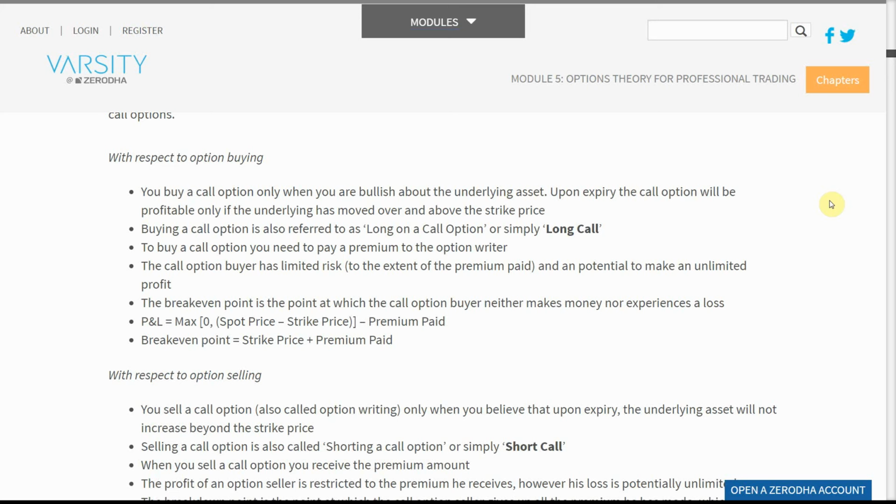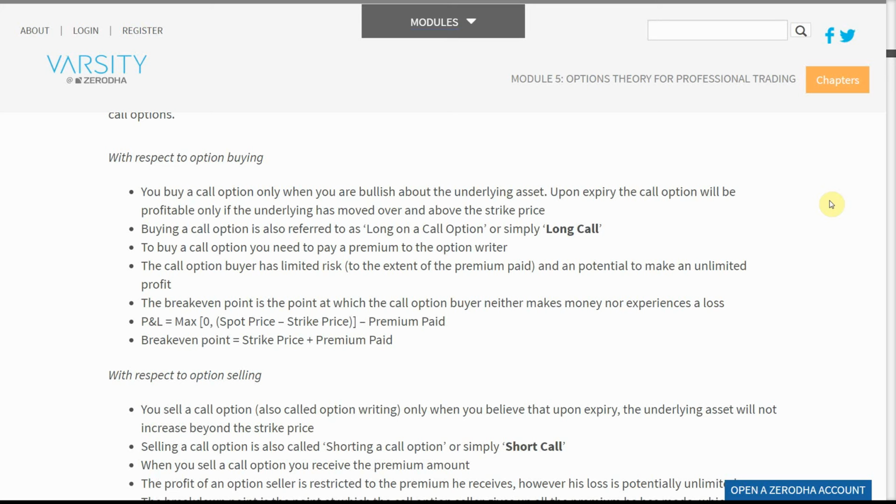The call option buyer has limited risk to the extent of the premium paid and a potential to make an unlimited profit. The break-even point is the point at which the call option buyer neither makes money nor experiences a loss. P&L equals max (0, spot price minus strike price) minus premium paid. Break-even point equals strike price plus premium paid.